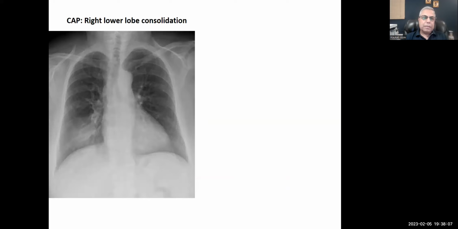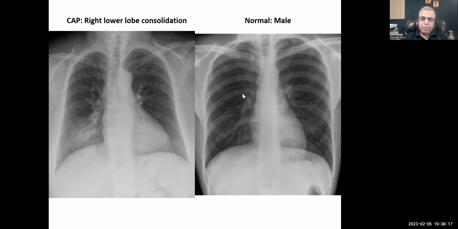Right, so this is an X-ray of community-acquired pneumonia, and you can see over here, this is the heart, right? And here is the normal lung. You see this lung is normal, filled with air, dark. The dark portions show the presence of air.